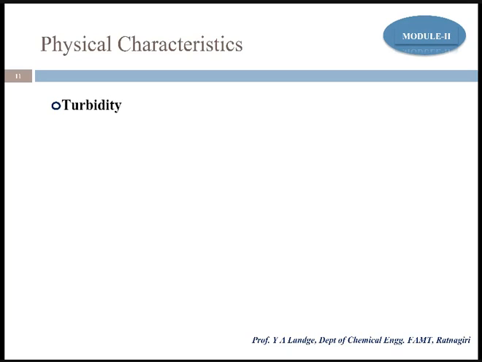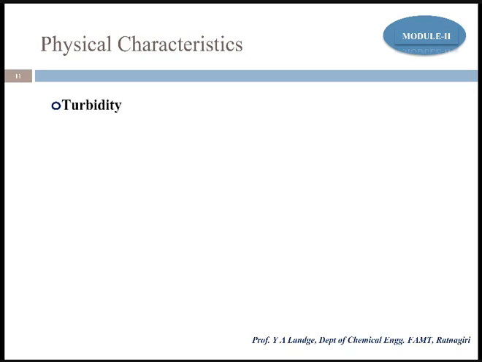Now, what is this turbidity? Turbidity is the amount of solid material present in the water bodies. It may be dissolved solids or undissolved, suspended solids. Mostly it is because of the suspended solids, the high concentration of solids present in the wastewater, and that indicates the turbidity of the water.